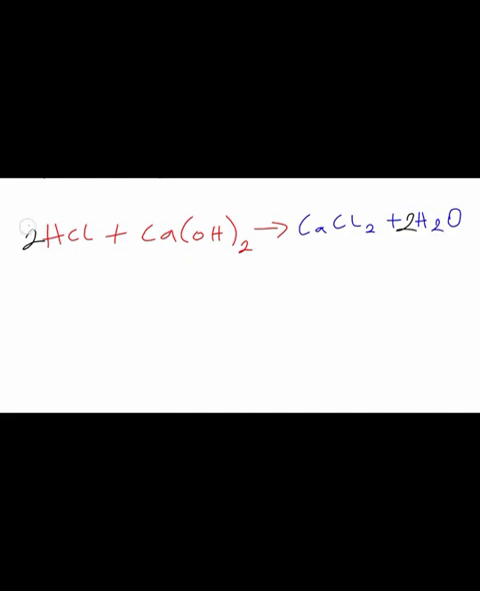So here we have 2 chlorine and 2 chlorine here also. Here we have 1 calcium and 1 calcium here also. Then for oxygen, we have 2 oxygen and also 2 oxygen here. It's now balanced. So this is a balanced chemical equation of HCl reacting with calcium hydroxide.